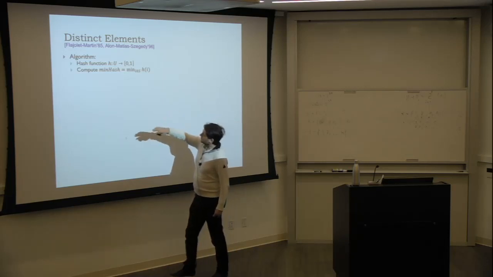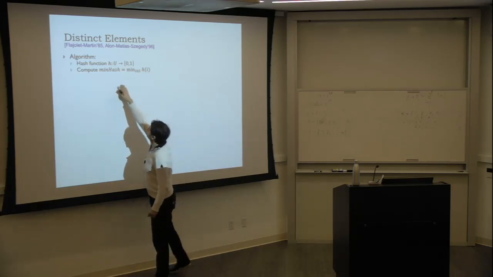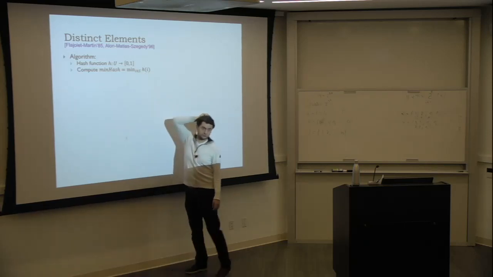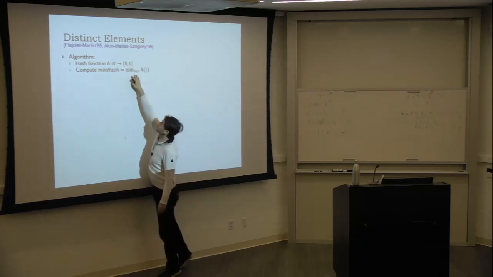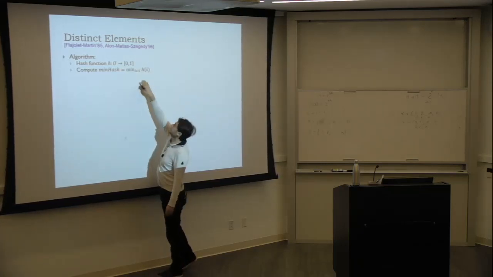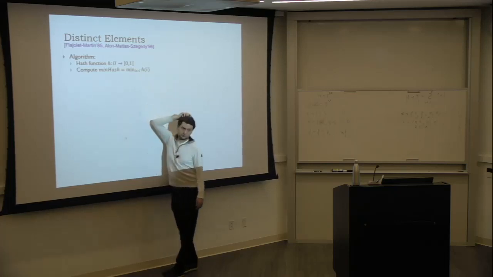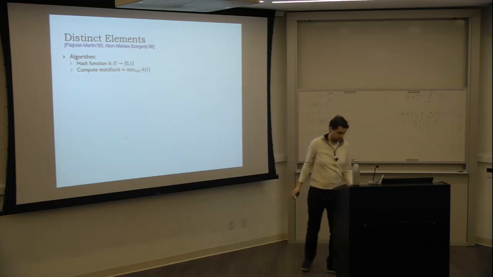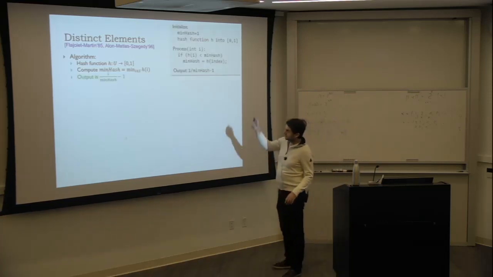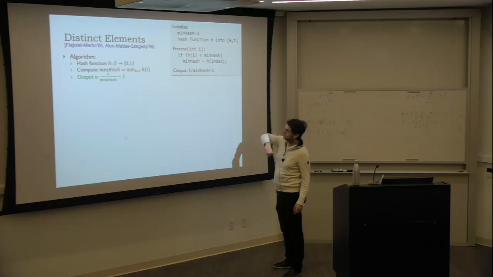What we will store is basically the min hash. The min hash is the minimum, over all items i that we have seen so far, or all coordinates which have been updated, of the hash value of the corresponding coordinate i. Here is the full algorithm, but before explaining what the output is, let me show it pictorially.